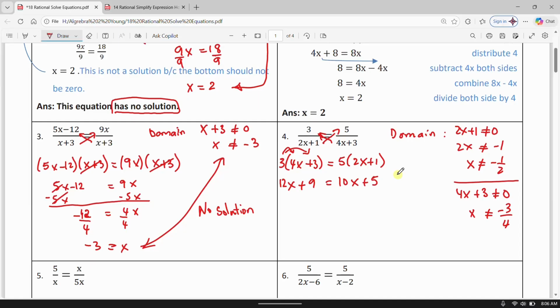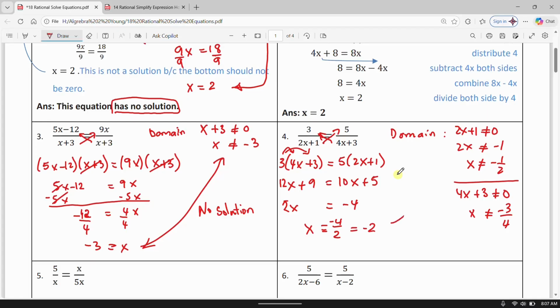Then here I'm going to keep the biggest x where it is, and then I'm going to move or take away the smaller x. So I'm going to minus 10x, and I'm going to have 2x equal to negative 4 over here. Then x equal to negative 4 divided by 2, which is negative 2.